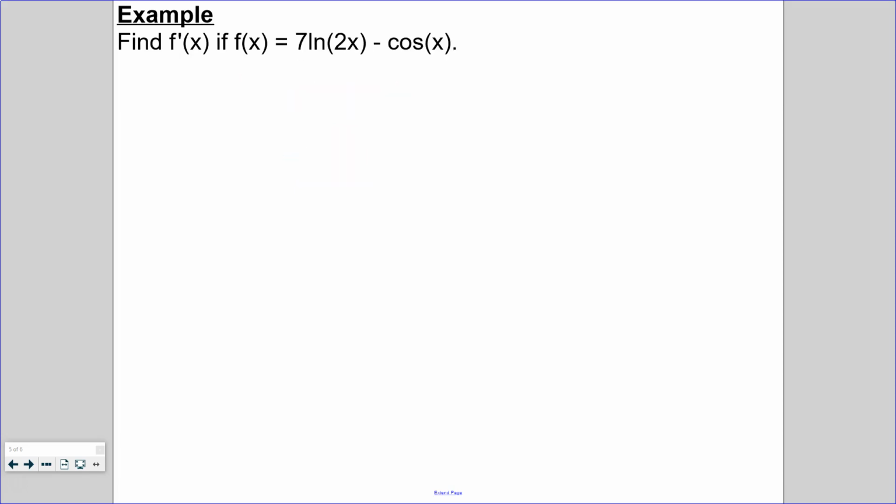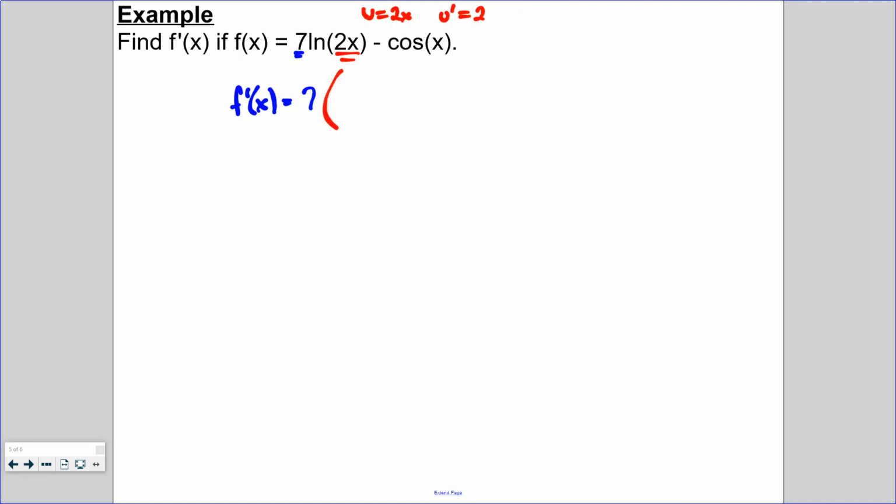Alright, next up, we're being asked to find the derivative if f of x is equal to 7 times the natural log of 2x minus cosine of x. So here we can see that we have an inside function. We'll say u is going to be 2x, which means u prime is just going to be 2. So we can go ahead and take the derivative of this. And just like before, the 7 in the front is a coefficient, so we can leave that alone.